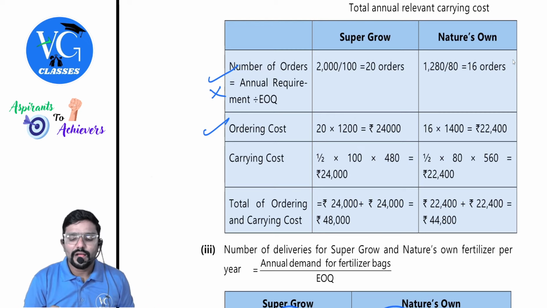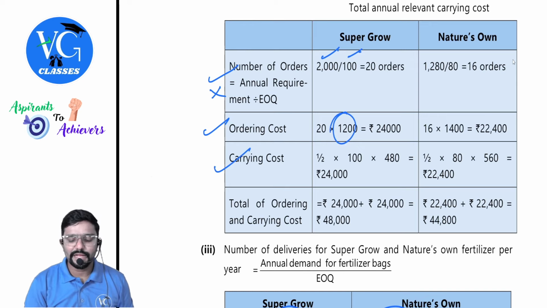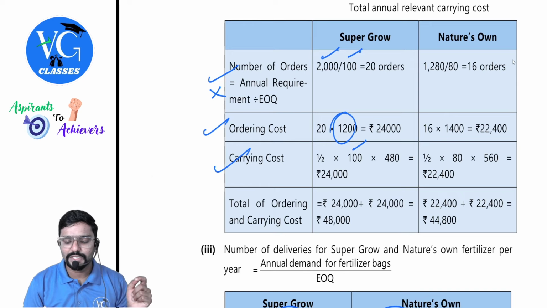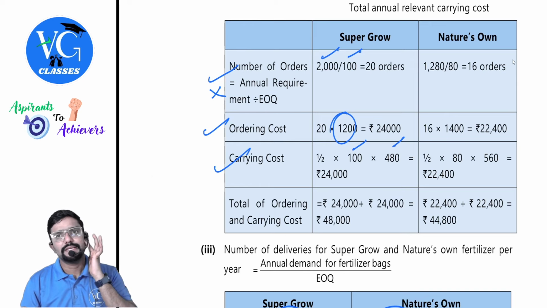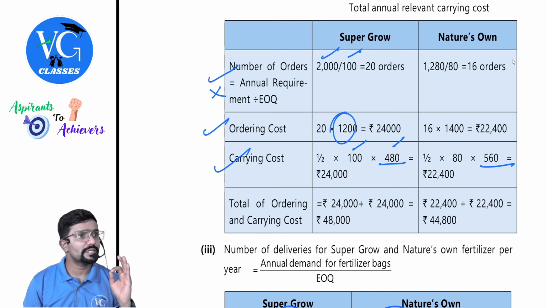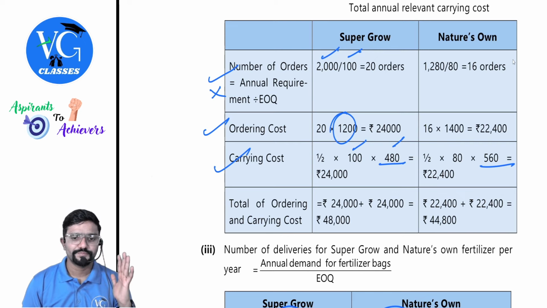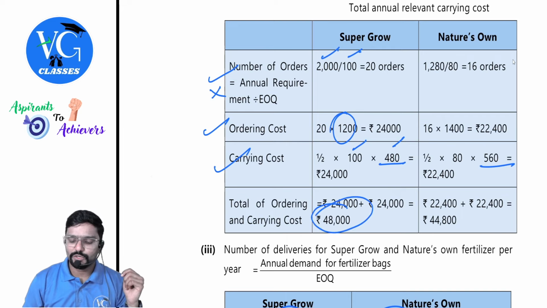Sir, what is it? Annual demand divided by lot size into straight away ordering cost per order. Then coming to carrying cost, half into lot size into the price. Okay, they have straight away given carrying cost per unit per annum. Straight away take it. This is not purchase price, though. Carrying cost per unit per annum is directly given in the question. Fine. If you add up both, you will get the total of both.